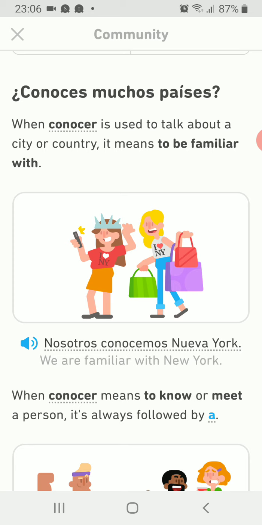So nosotros conocemos Nueva York. So we are familiar with New York. So to be familiar with, there is a verb, to be acquainted. So we can say that we are acquainted with this. We are familiar with this.